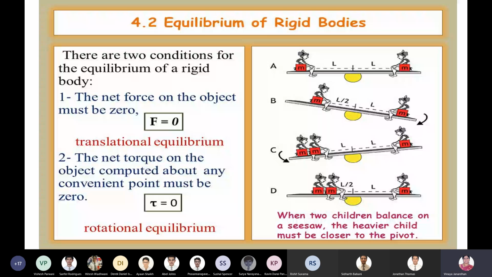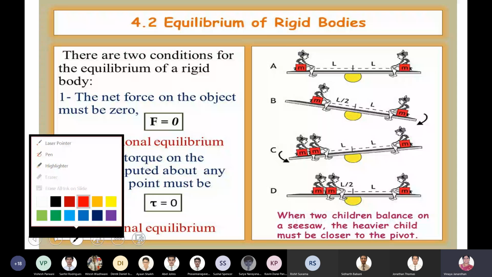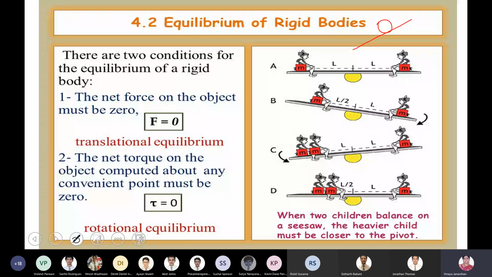See what happens. A rigid body can be under equilibrium if it undergoes a translational motion. So it has translational equilibrium as well as rotational equilibrium, right? When the body is rolling down an inclined plane, it has both translatory motion as well as rotatory motion. When the body moves along a straight line path, it has only translatory motion.